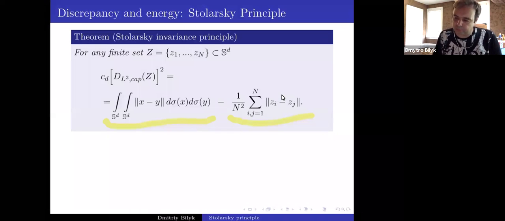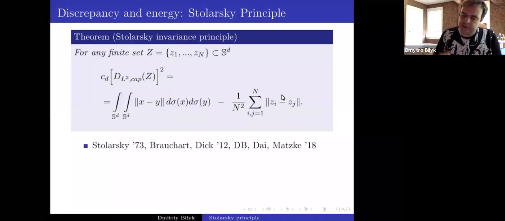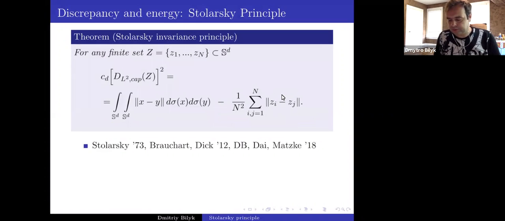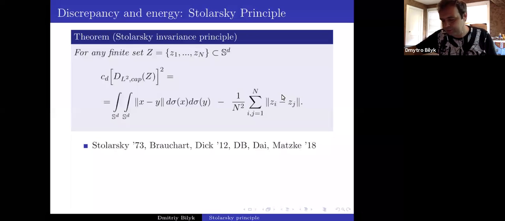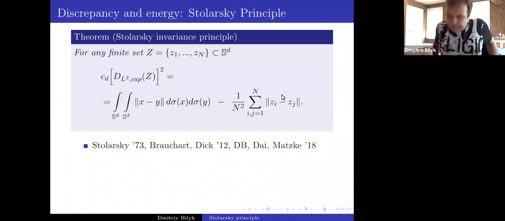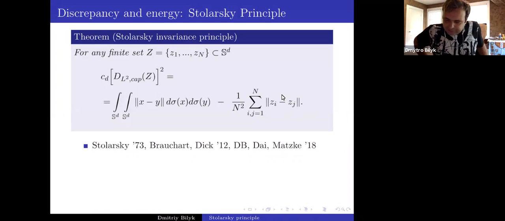There are several proofs of this principle now. As I mentioned, the original proof was by Stolarski in '73. Then there was a much simpler proof by Brauchart and Dick a few years ago. And then a couple of years ago, in a paper with Ryan and Feng Zhai, we gave an even simpler proof. We actually even thought about writing a paper. Brauchart and Dick's paper is called A Simple Proof of Stolarski's Principle. We wanted to write a paper called An Even Simpler Proof of Stolarski's Principle, but it just got incorporated into a bigger paper. So what are some easy consequences of this identity?